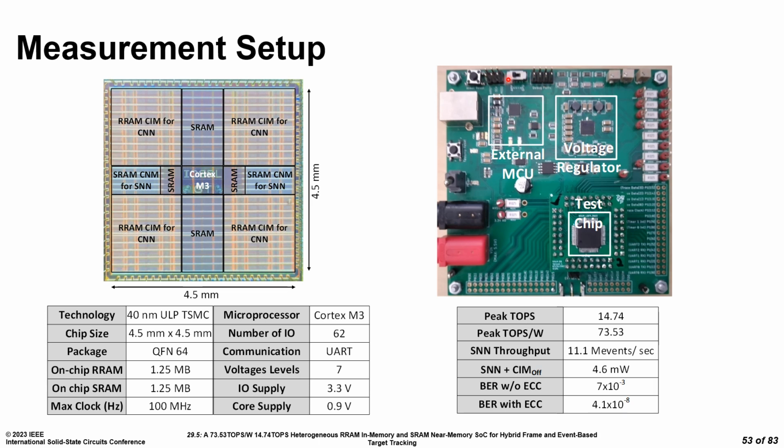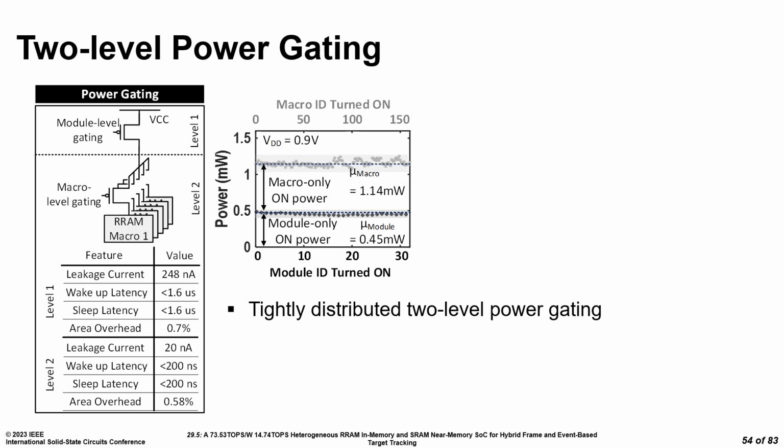We have an external MCU that communicates the user commands to the accelerators on the test chip through the ARM Cortex. The chip can be programmed using Python commands as shown in the demonstration yesterday. The first feature of the chip is 2 levels of power gating, where both module and macro can be independently isolated from power source.